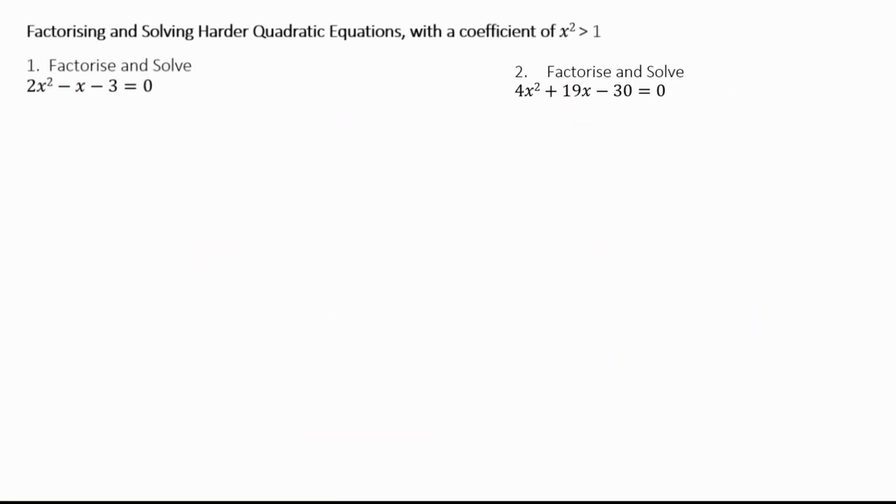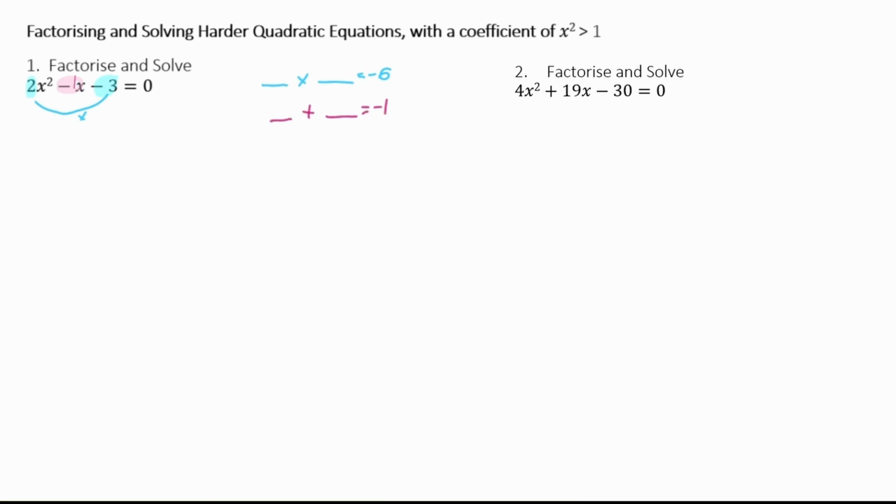So here for number 1, we have to factorize and solve 2x squared minus x minus 3 is equal to 0. So first we're going to have to multiply the coefficient of x squared, which is 2, with minus 3, and that gives us minus 6. So this means we are finding two numbers that multiply to give us minus 6, and the same two numbers should add to give us a negative 1, because minus x means minus 1x. So the same two numbers should add to give us minus 1.